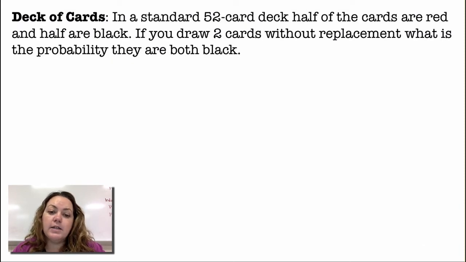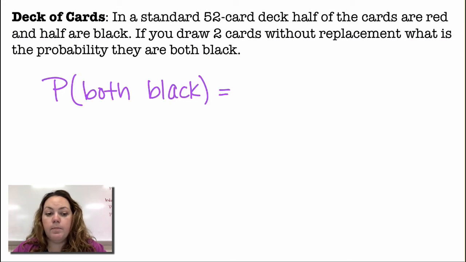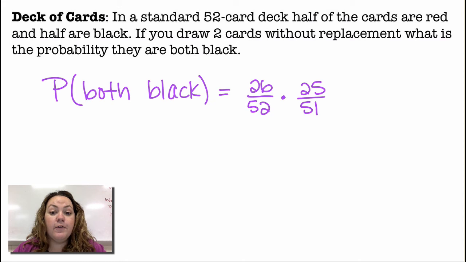A deck of cards. In a standard 52-card deck, half of the cards are red and half are black. If you draw 2 cards without replacement, what's the probability they are both black? Half of them are black. There's 52 cards in a deck, and half of 52 is 26. Then the next one, if I took a black the first time, now I only have 25 blacks, and I only have 51 cards in my deck. Now I multiply these and change it to a decimal. I get 0.245.